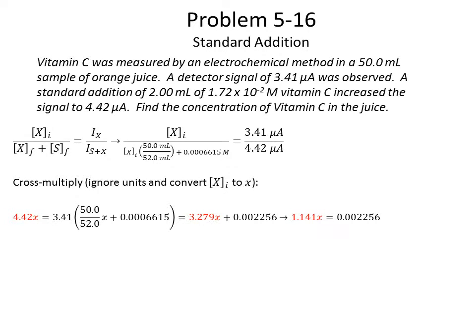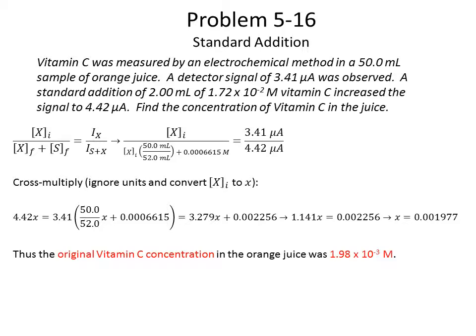When we subtract 3.279x from 4.42x from the left side, we find that 1.141x is equal to 0.002256 through algebra. Therefore, x is equal to 0.001977. Thus, the original vitamin C concentration in the orange juice was 1.98 times 10 to the negative 3 moles per liter with the correct number of significant figures applied.